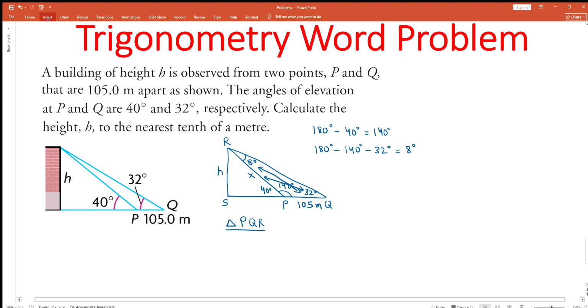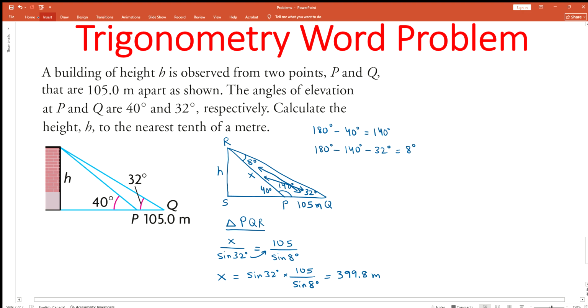So the sine law equation is x over sine 32 degrees equals 105 over sine 8 degrees. This is the equation we can solve to find the value of x. We should cross multiply sine 32 degrees to the right side of the equation to isolate x on the left side. Sine 32 degrees times 105 divided by sine 8 degrees is equal to 399.8. And the unit is meters because that's the given unit of the distance from P to Q.